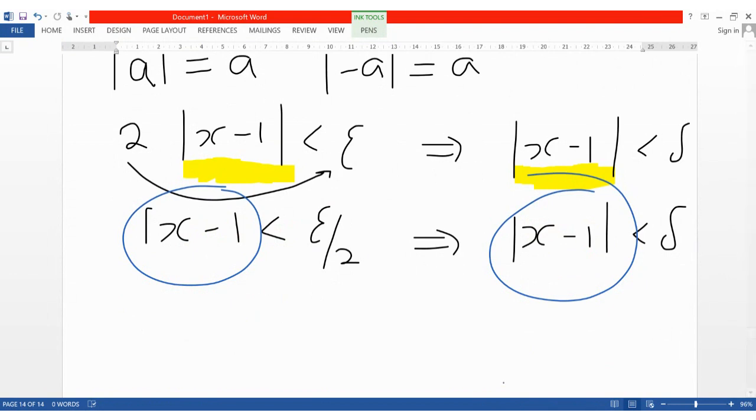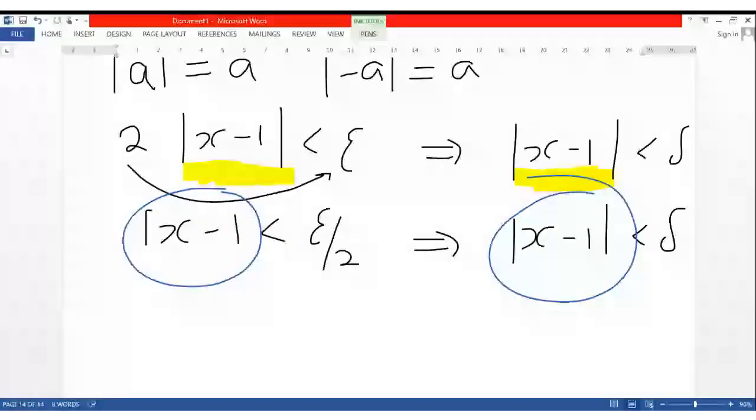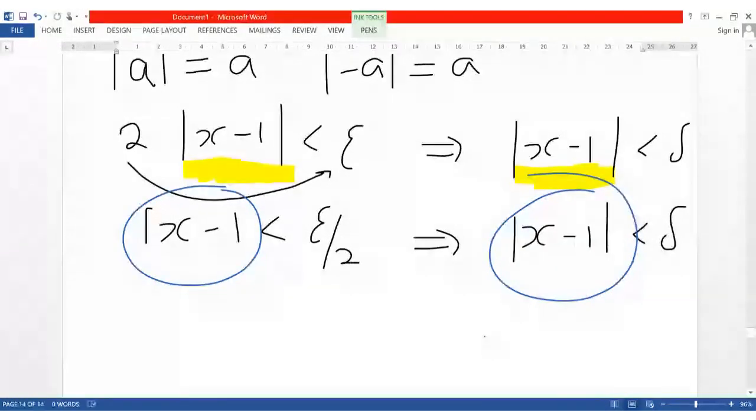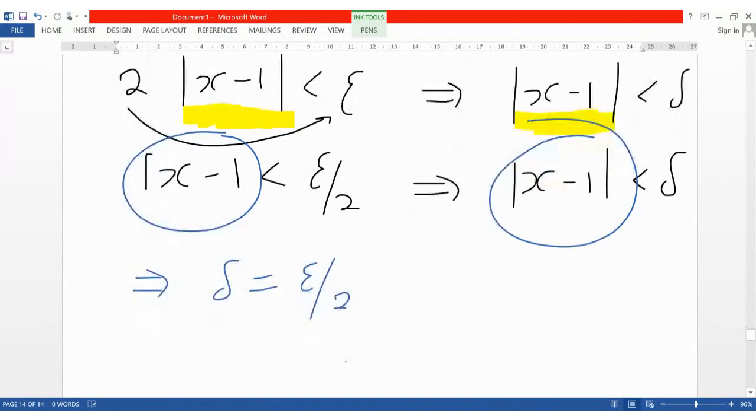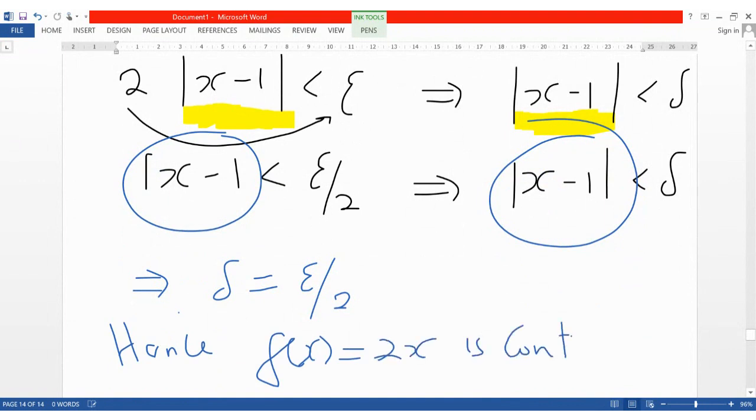I want to hear from Kemani. What can you tell me about those two? Because all of them have the same thing on the left-hand side. This can only signify that delta has to be the same as epsilon over 2. And we have shown a relationship between delta and epsilon. Hence our function f of x equals 2x is continuous at x equals 1. If you just show the relationship, then you are okay.